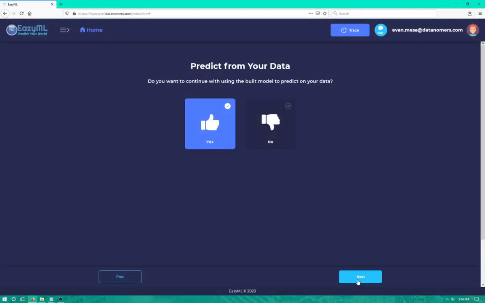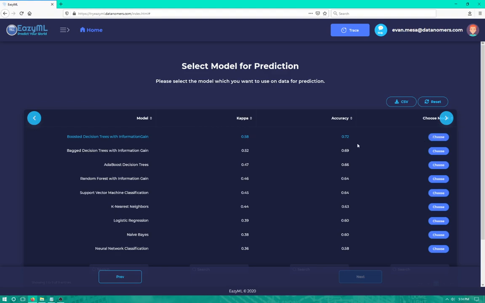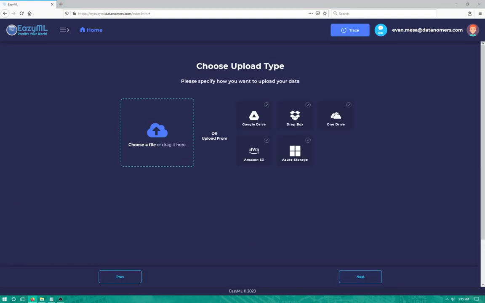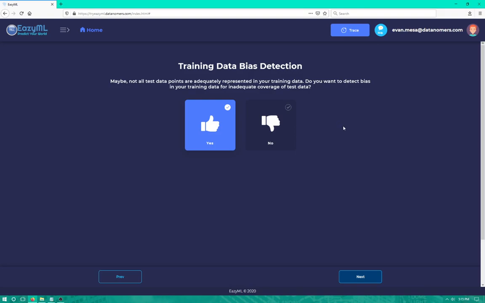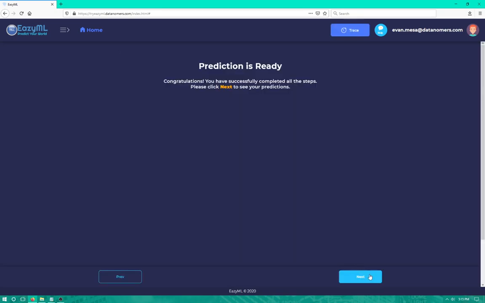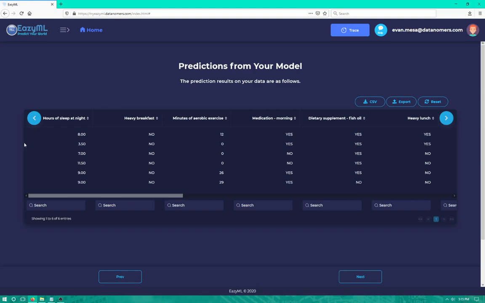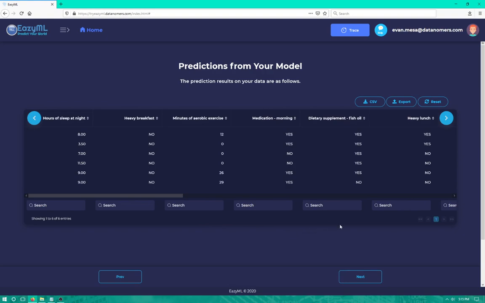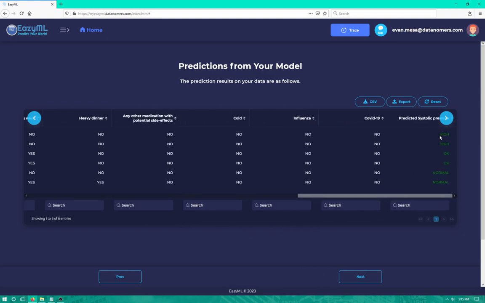So let's choose the top one, the best one. And let's upload. And let's say no, we don't need to do bias detection. And next, predictions are done. And here we are. Based on each of these 6 rows, we go all the way to the right and we will see the predicted blood pressure: high, high, okay, okay, or normal. And that's how we do it.